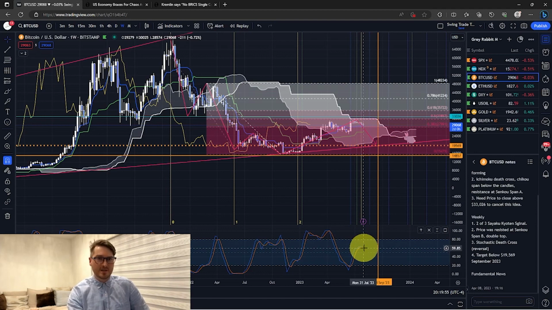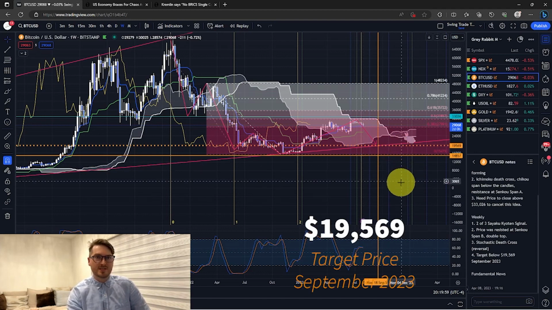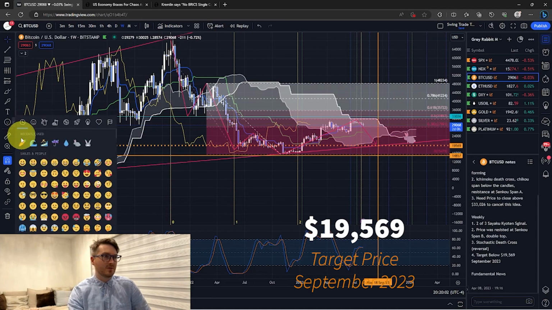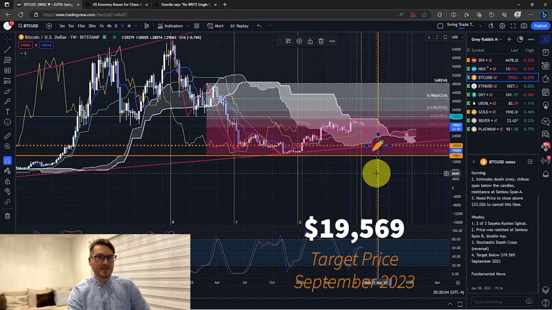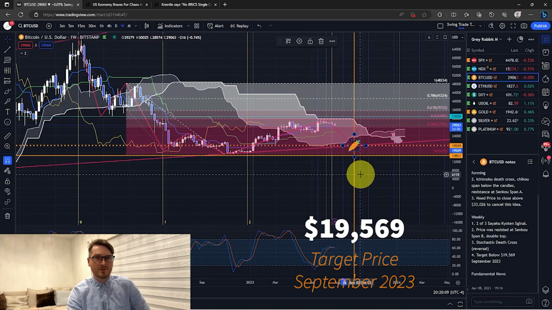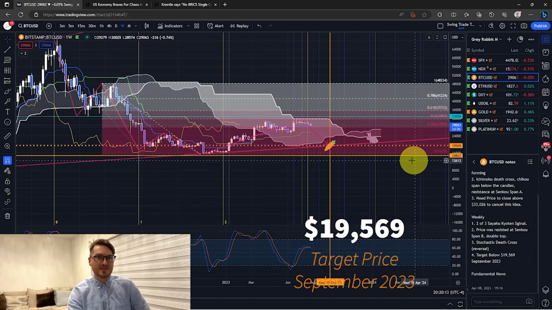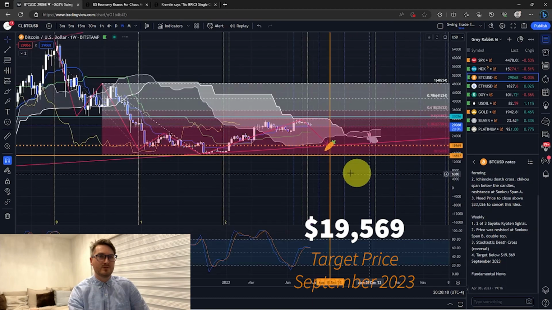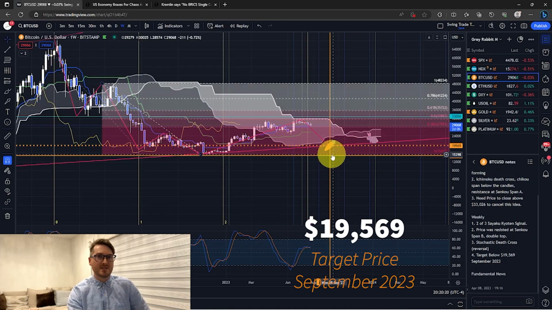So my first target right now is going to be $19,569. That's where we're going to get our carrot. And I'm expecting that around September 2023. For our next target, we'll be down at the 14,857 level, but we're going to need more information to confirm that move. For right now, we're going to stay focused on this $19,569 level.